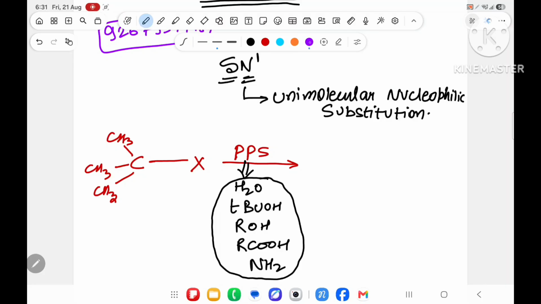Polar protic solvent has a dielectric constant. What is the dielectric constant? You already know it from the chemical physics part. Now, what happens in the case of a polar protic solvent? I have already dictated what a polar protic solvent is.